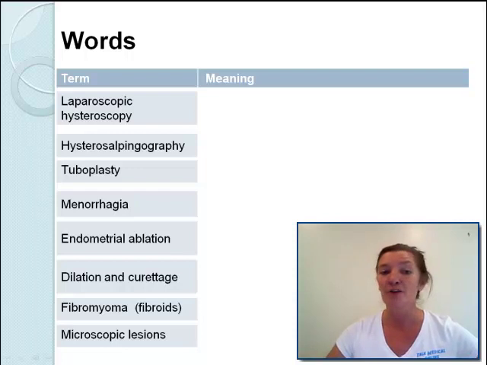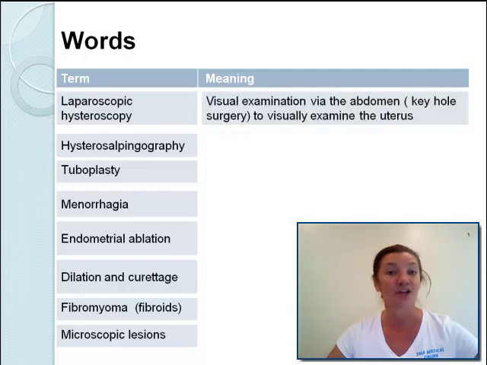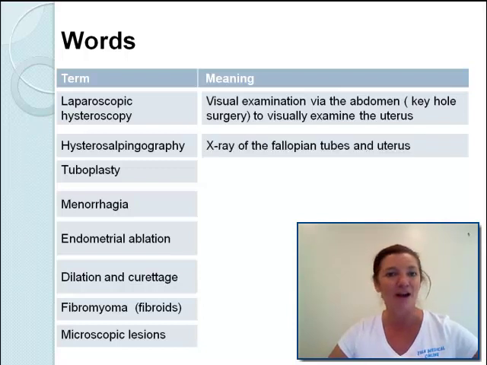So first of all, laparoscopic hysteroscopy. Well, laparoscopic breaks down to be visual examination through the abdomen, keyhole surgery, and hysteroscopy is the term visual examination of the uterus. So therefore it's visual examination via the abdomen, i.e. keyhole surgery, to visually examine the uterus. Our next term, hysterosalpingography, or hystero, salpingo, graphy. Graphy is our X-ray, so it's an X-ray of the fallopian tubes and the uterus.